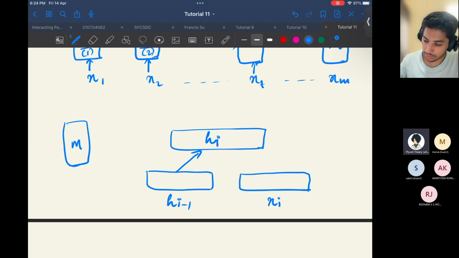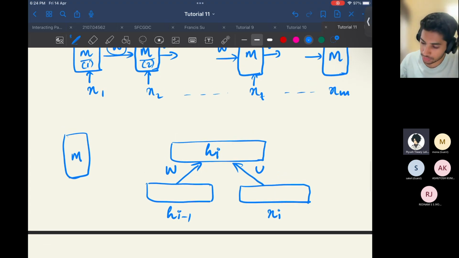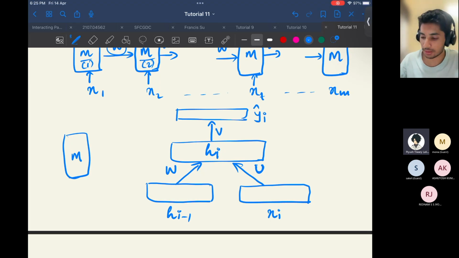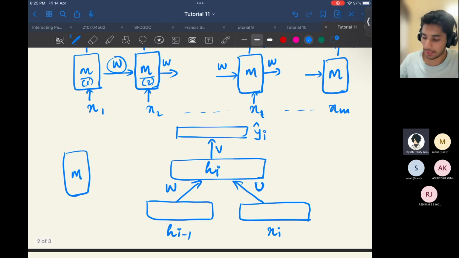So how do we calculate hi? hi minus 1 is multiplied by a matrix W, and xi is multiplied by another matrix U. And then we can output, whatever my output is, let's say some y, so yi hat, by multiplying hi with another matrix B. This is a simple way to model sequential data.